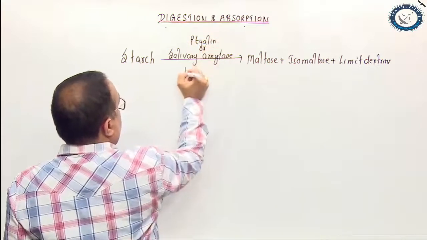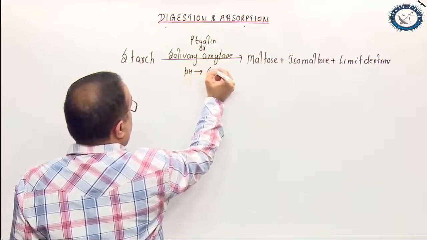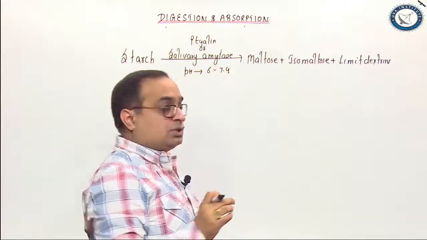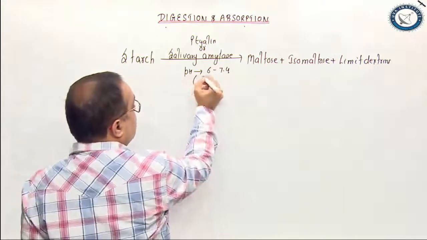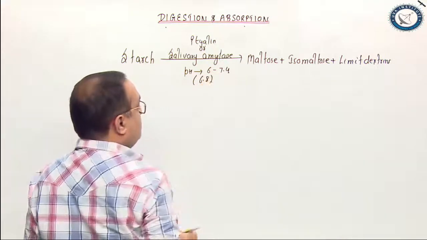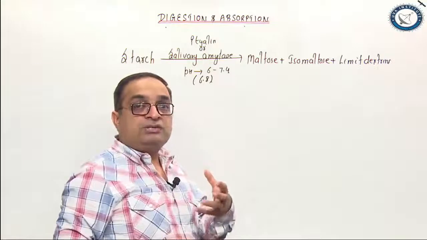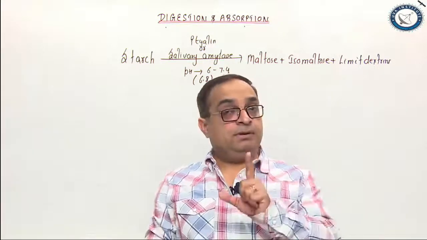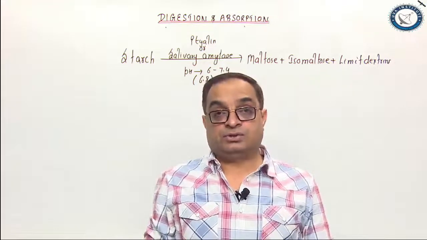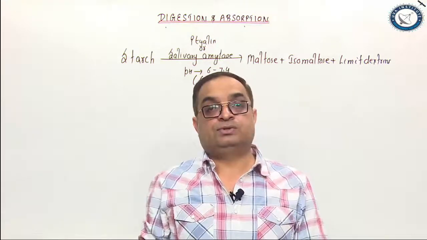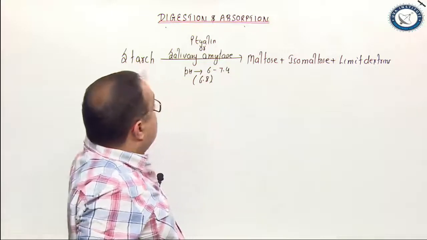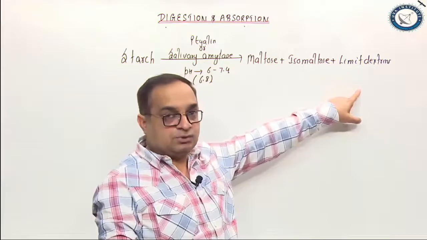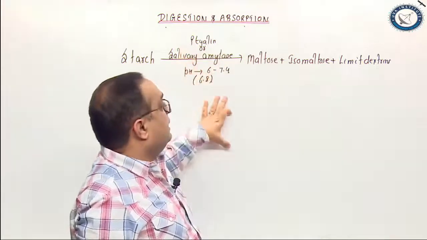It requires a pH of 6 to 7.4 and the optimum pH, the pH at which it shows best activity, is 6.8. So when you start chewing the food, if your food has cooked starch, please remember it can digest only cooked starch. It cannot digest uncooked starch. So that cooked starch is converted into maltose, isomaltose and limit dextrins by the enzyme salivary amylase.